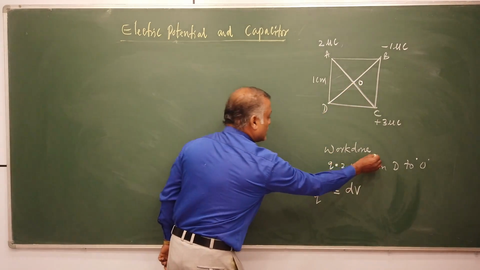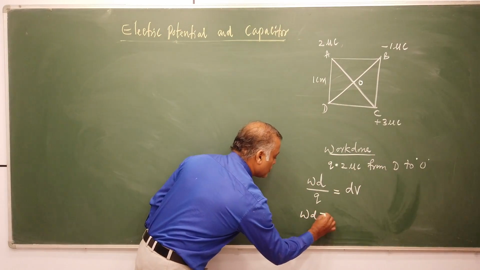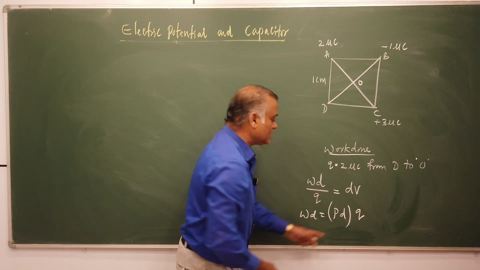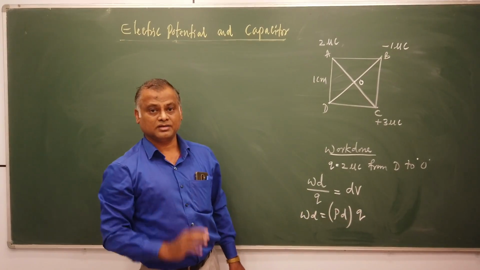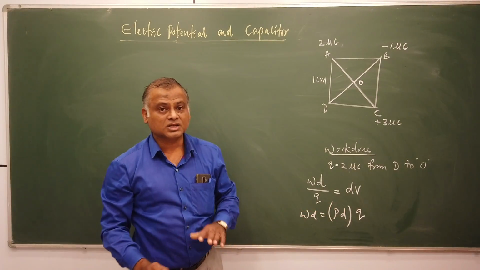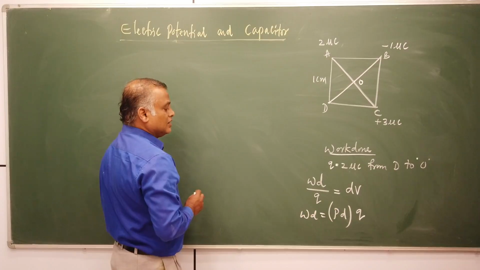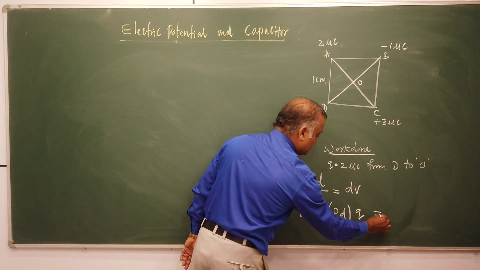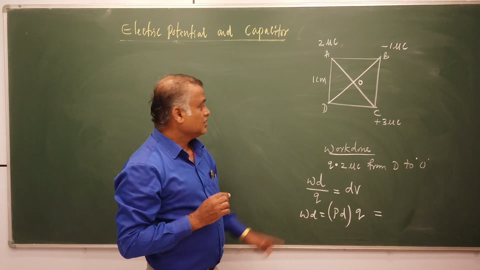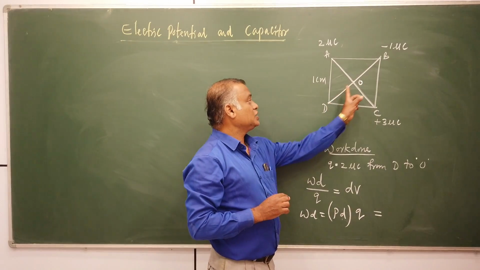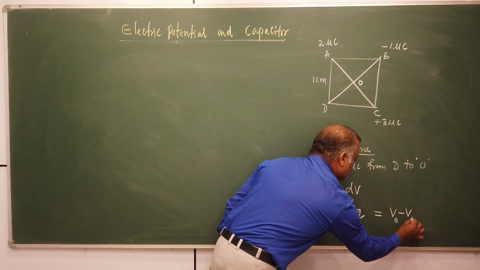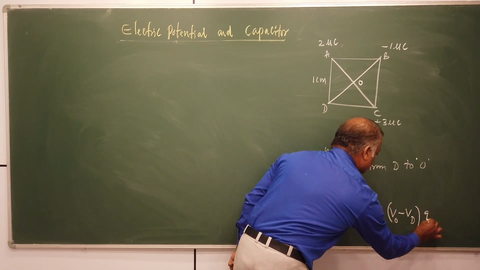They are asking work done. Therefore, work done is equal to what? Potential difference into the charge that is being carried. This is the concept that you must have in your knowledge when you see a problem. Now, it is carried from where to where? D to O. So you have to write the final, VO minus VD, into Q.